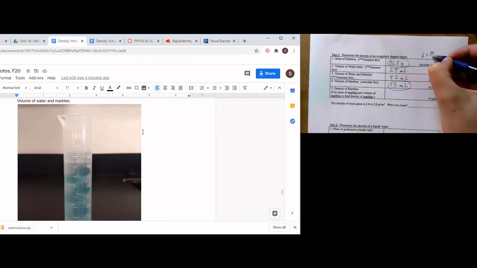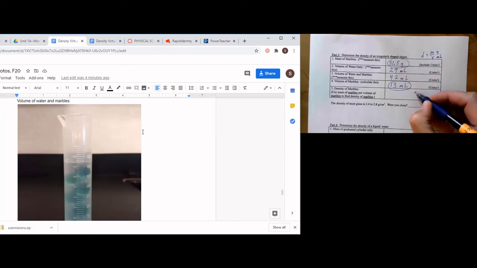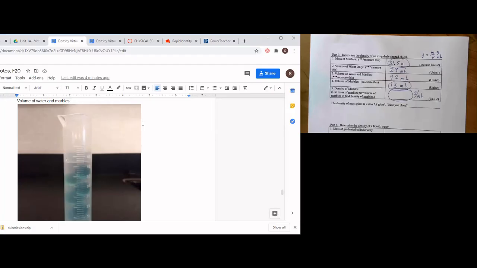Density is mass divided by volume. Go ahead and do that and find your answer. Then remember to put in your units. Mass is in grams, volume this time is in milliliters, so this would be grams per milliliter. Make sure you write your answer. Round your volume to 2 decimal places.